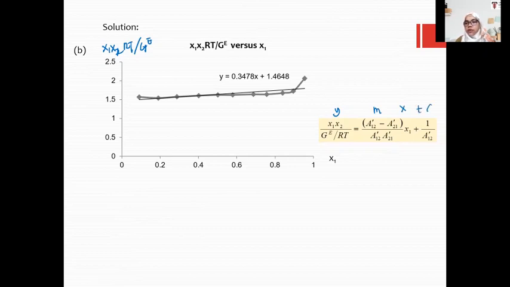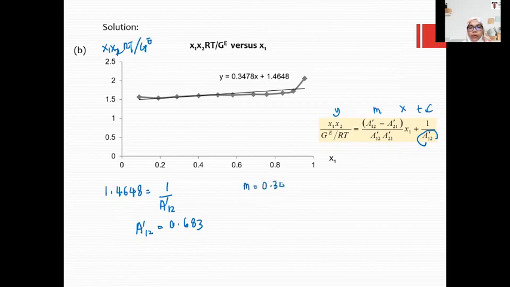Firstly, you need to determine the value of A'12 and then insert this value to obtain the value of A'21. Okay, the answer is, for A1, because the intercept is 1.4648 equal to 1 over A'1, so A'1 you can obtain the value is 0.683, and then m equal to 0.3478.